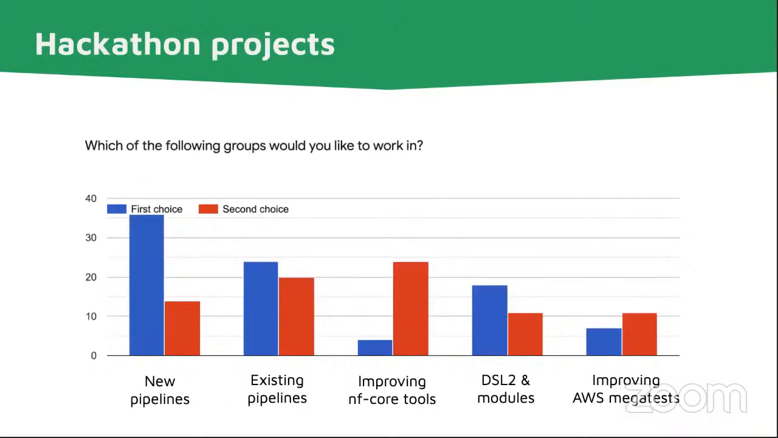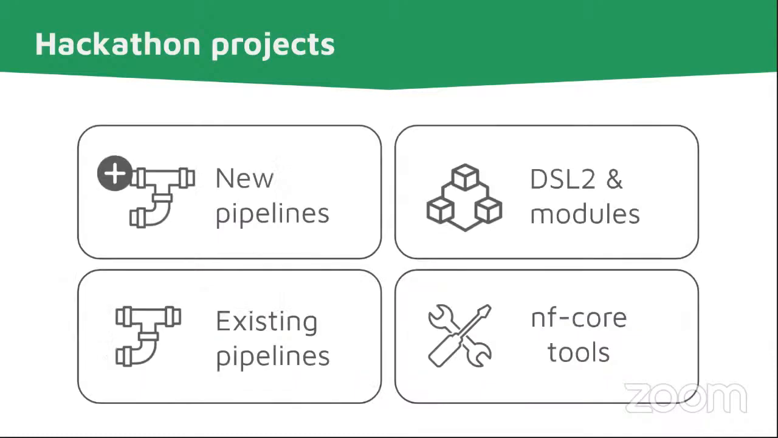But what will we be working on during the hackathon? We've asked you already in the registration form which topics you would be interested in. Checking your answers, we've come up with four hackathon projects: a project to work on new pipelines, a project to work on improving existing pipelines, a project to work on the DSL2 template and DSL2 modules for nf-core, and finally, a project to work on improving the current nf-core tools, which are written in Python. Originally there was also a fifth project, the AWS Megatest, but this will be merged with the nf-core tools to have a balanced number of people per project.